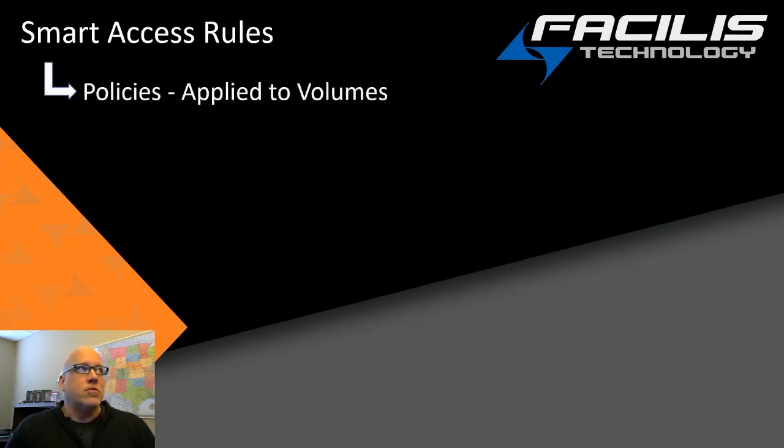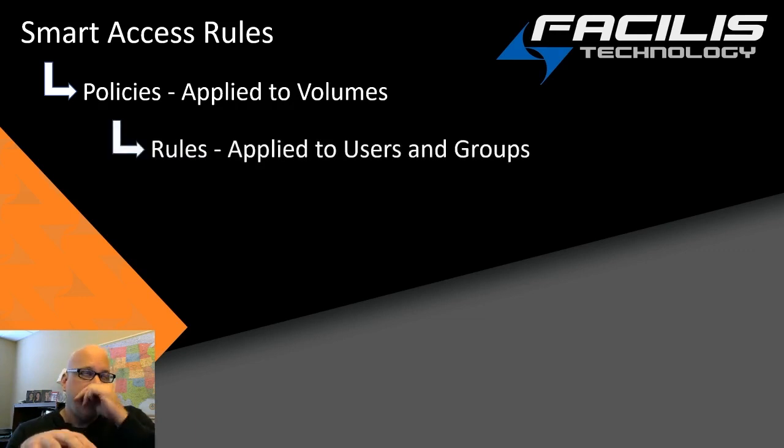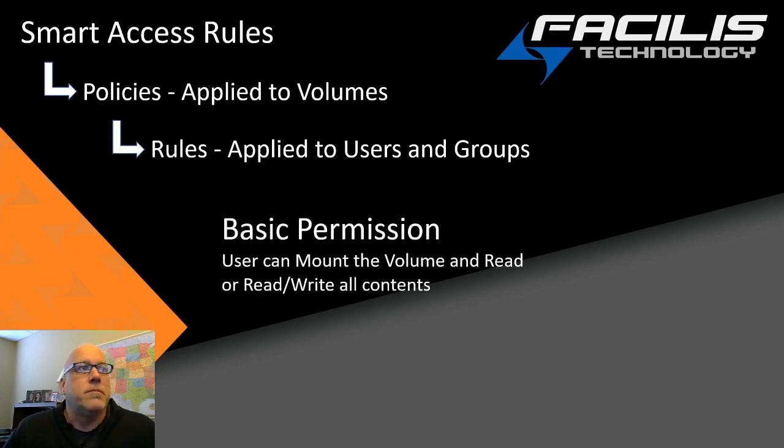Now with Smart Access rules, we have policies that can be applied to volumes. So policies are sets of rules. Those are applied to volumes, and the rules themselves are applied to users and groups. So the rules are based upon what users and groups can do in the volume, and then the policies are applied to the volumes that you need to be able to secure.